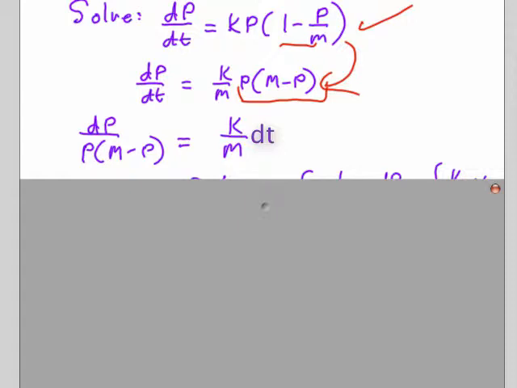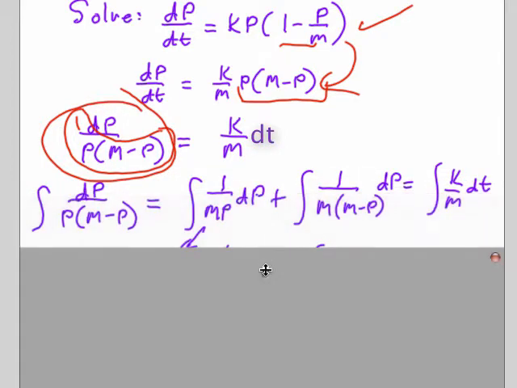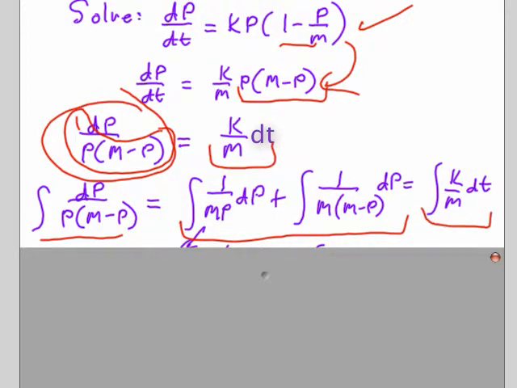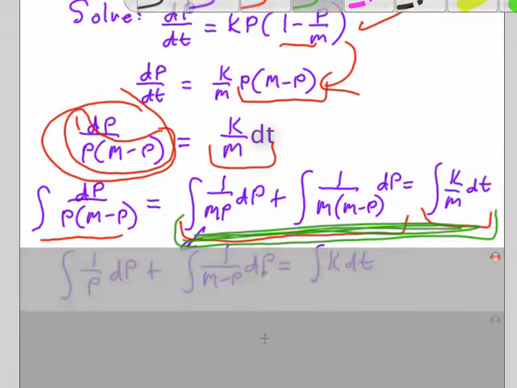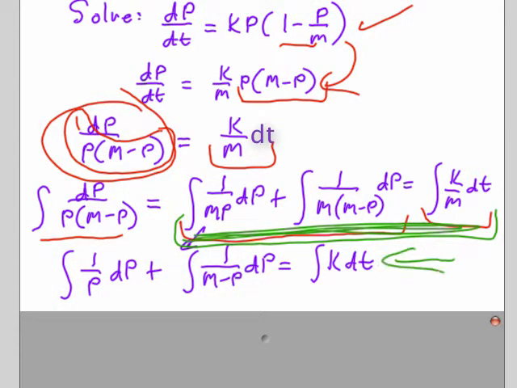But integrating on the left is going to require integration by partial fractions. I have 1 over P times M minus P. So this expression on the left has to be broken up using partial fractions. So I've done that. This is equivalent to this fraction plus this fraction, which is equal to the integral of this. And what we will now focus in on is just these two terms moving forward. From here, I'm going to multiply both sides by M, and so I'm left with this. And now I can integrate.